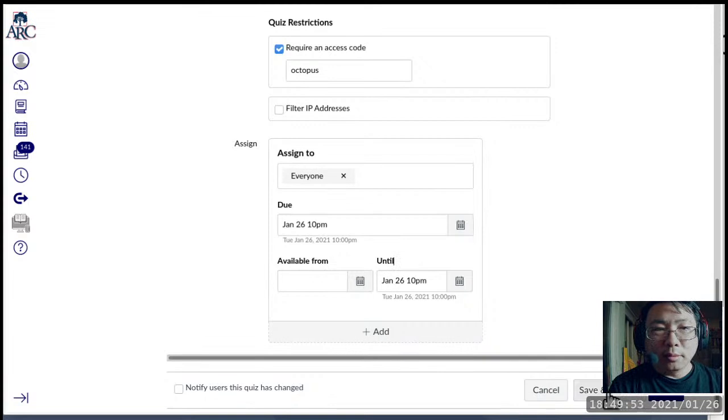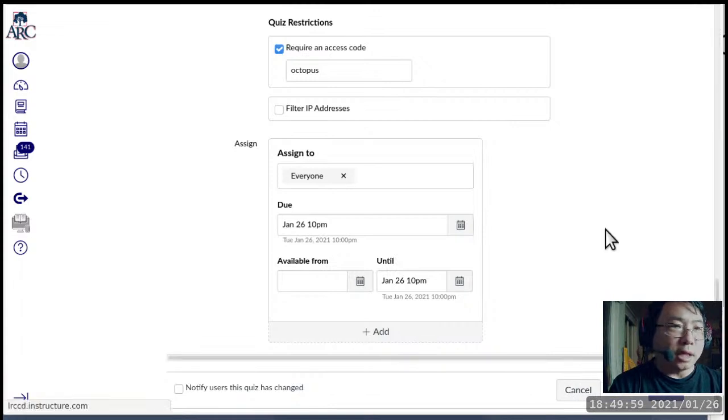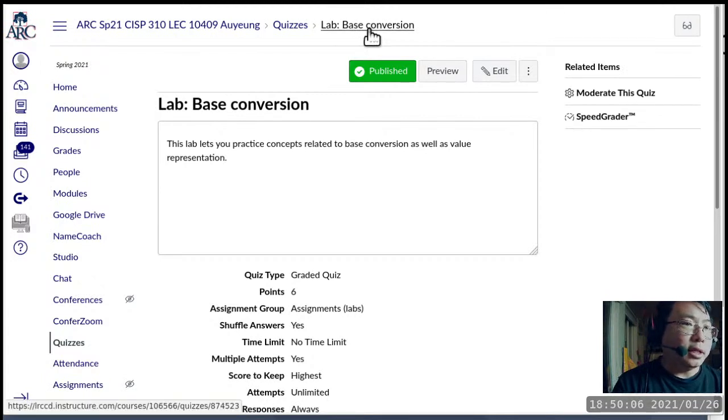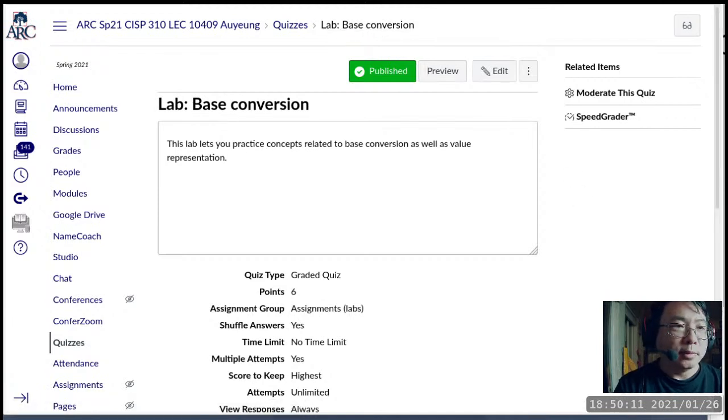What is the name of the lab? The name of the lab is base conversion, I think. It is just Lab: Base Conversion, and the passcode is octopus, lowercase. It should be open now. If you refresh your browser, you should be able to see the base conversion lab, and if you click on it, it will ask you for the passcode, and the passcode is octopus.